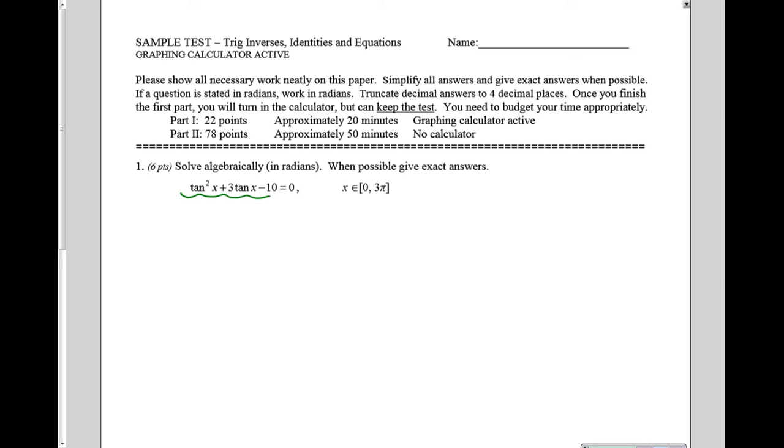So I'm going to try to show some work for this one rather than just type it into my calculator from the start. This is tangent, and it's a quadratic, so I'm going to factor this. I know I'm going to have a tangent x and a tangent x. How can I multiply to negative 10 and add to positive 3? Well, if I make that a positive 5 and a negative 2, I've got it.